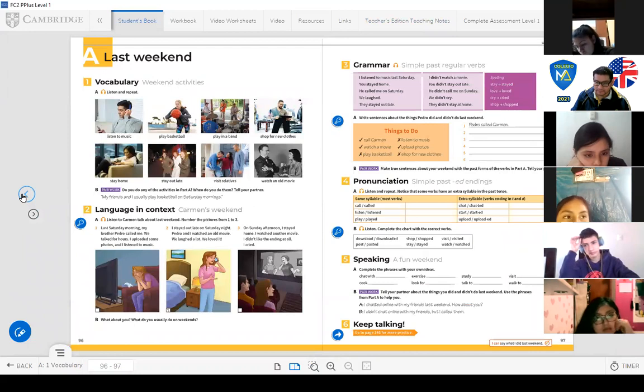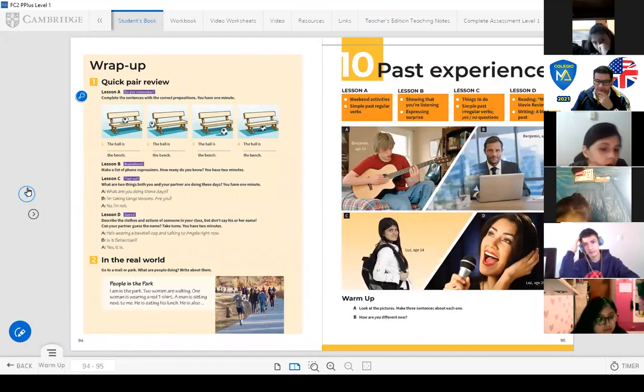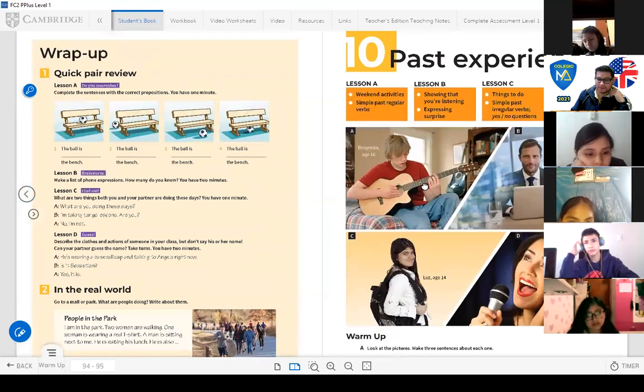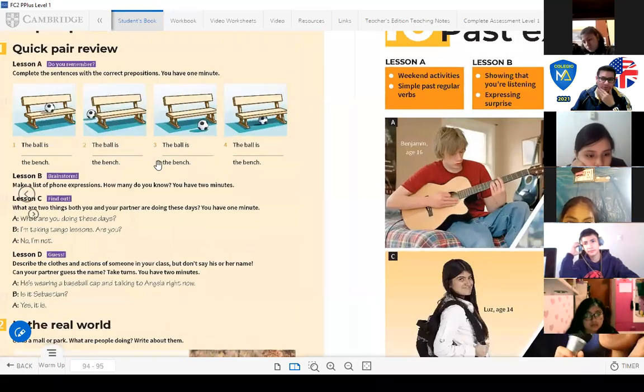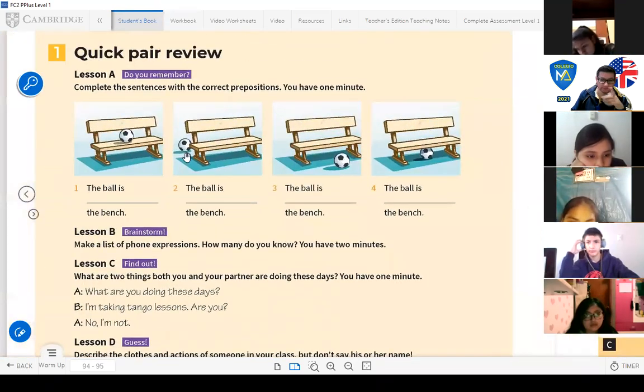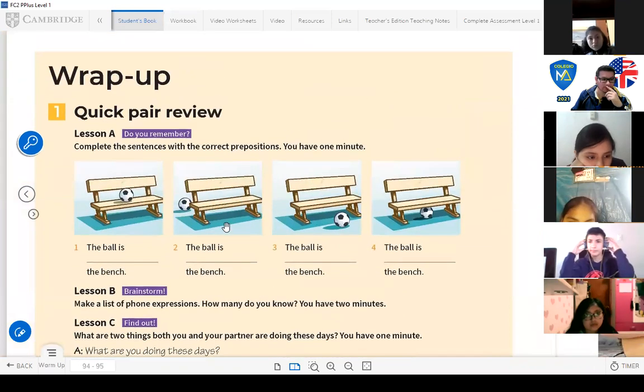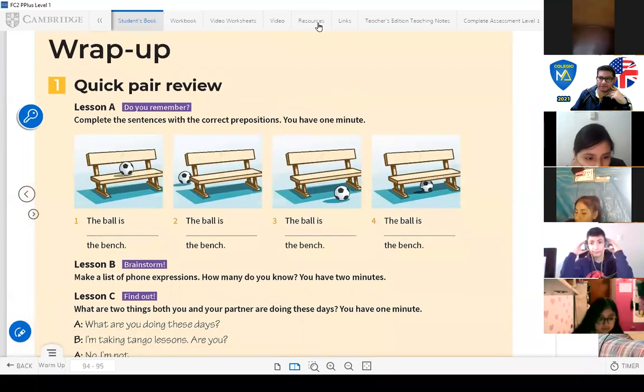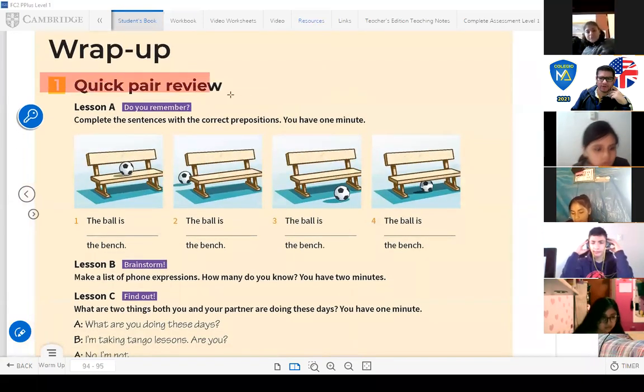Okay. Now, I think we must go to the workbook part now. Here, show me. We didn't work on this activity, right? The last class, la última clase, no trabajamos esta, ¿verdad? Así que ahora lo vamos a hacer, ¿ya? This is the wrap up part. It says that this is a quick peer review.